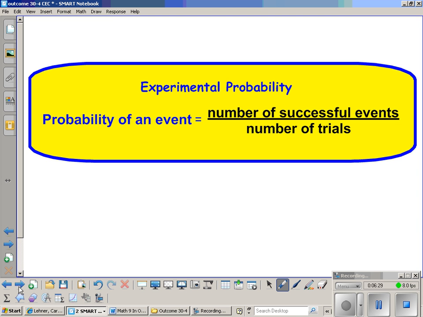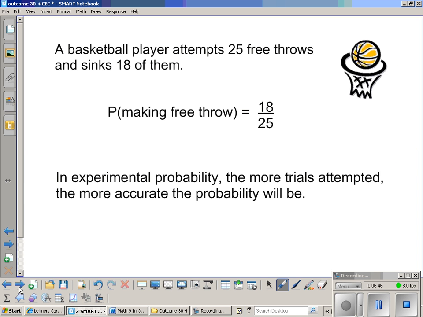So if you're tossing a coin 20 times and you want to see how many times you get heads, you toss the coin 20 times, that's your number of trials, and if heads turns up 8 times, that's the number of successful events. So it would be 8 out of 20. Here's another example. A basketball player attempts 25 free throws and sinks 18 of them. So the probability of making a free throw is 18 out of 25.